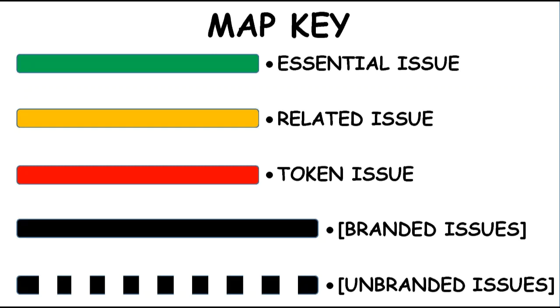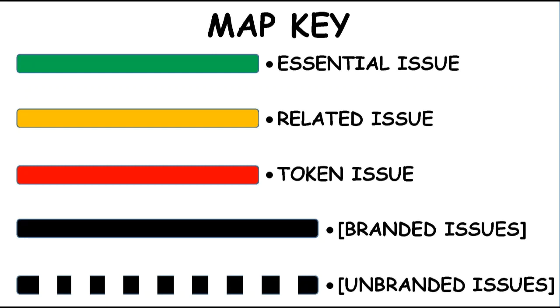And then with a red outline, I have token issues. These are issues that have only the faintest link to the event, if any link at all, and they can be utterly disregarded. Often the only thing they have in common with the event is a little bit of branding on the cover. On that note, if I use a solid line, that means the issue has branding on the cover. And if I use a dotted line, that means the issue is not branded on the cover.